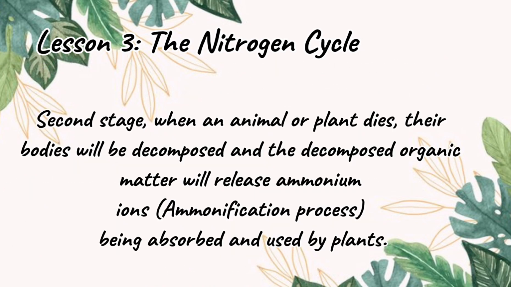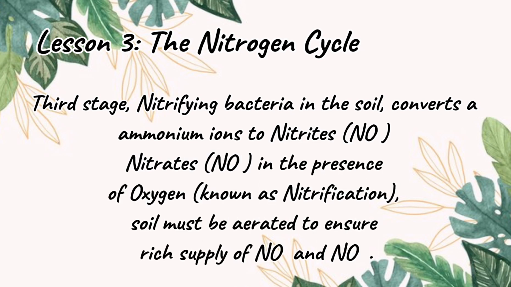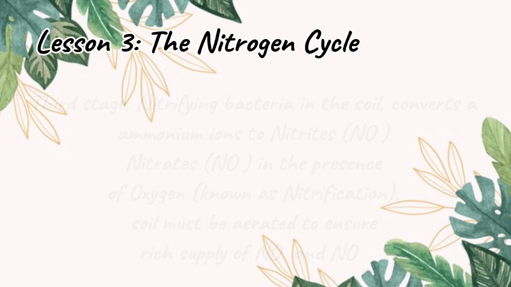Second stage: when an animal or plant dies, their bodies will be decomposed, and the decomposed organic matter will release ammonium ions, a process called ammonification, to be absorbed and used by plants. Third stage: nitrifying bacteria in the soil convert ammonium ions to nitrites and nitrates in the presence of oxygen, known as nitrification. Soil must be aerated to ensure a rich supply.